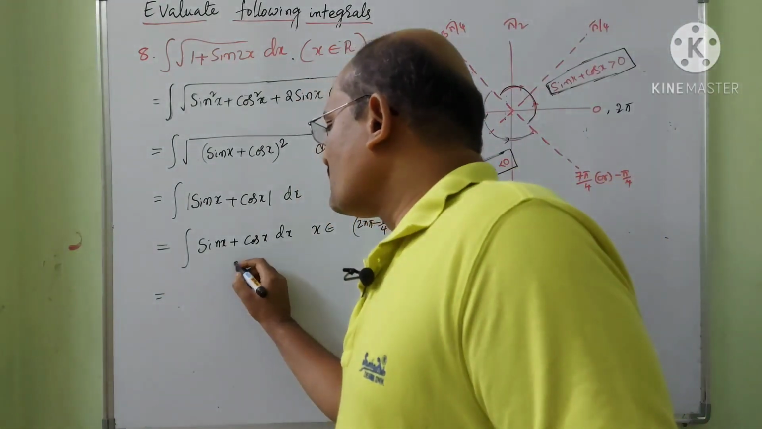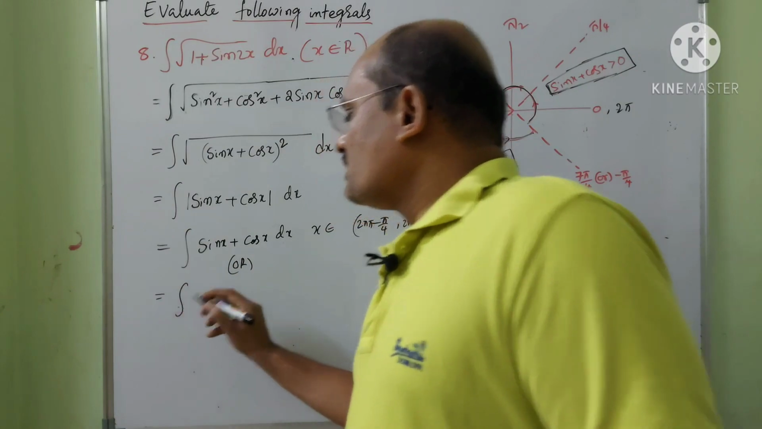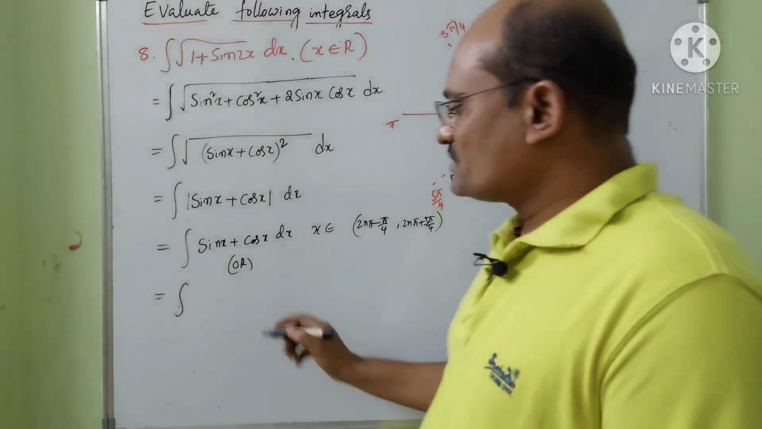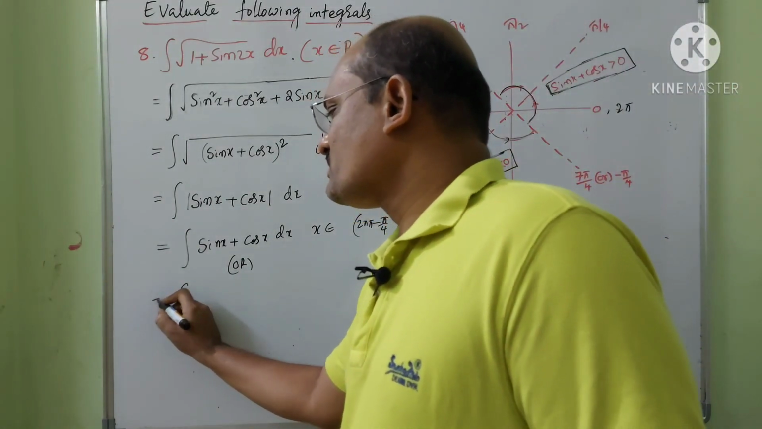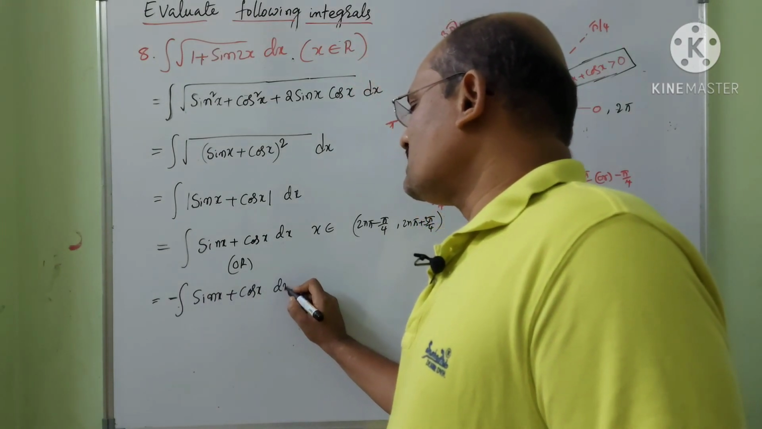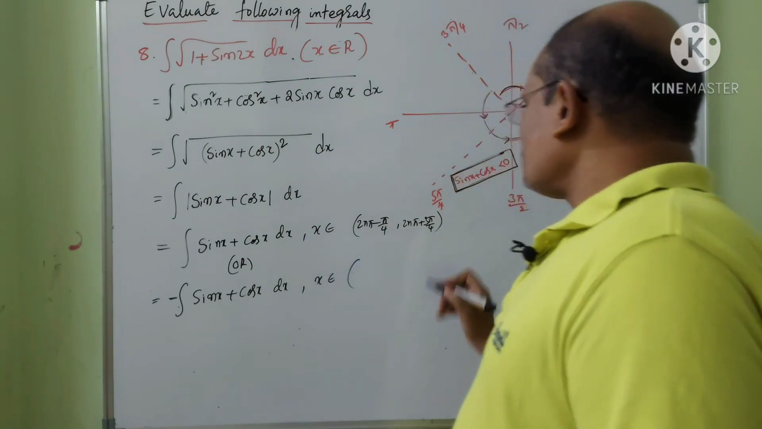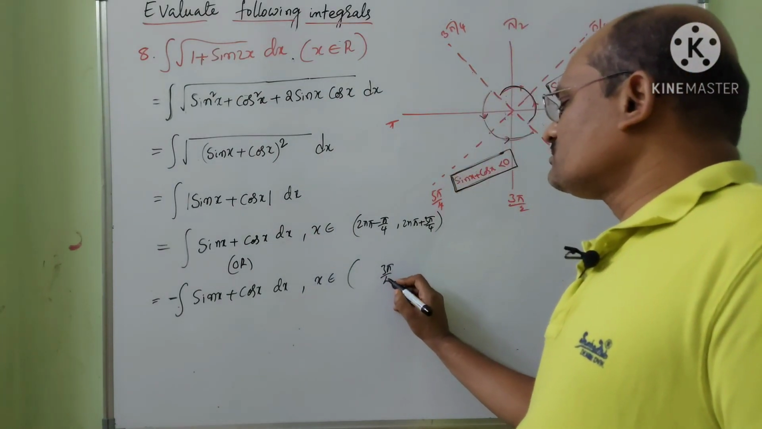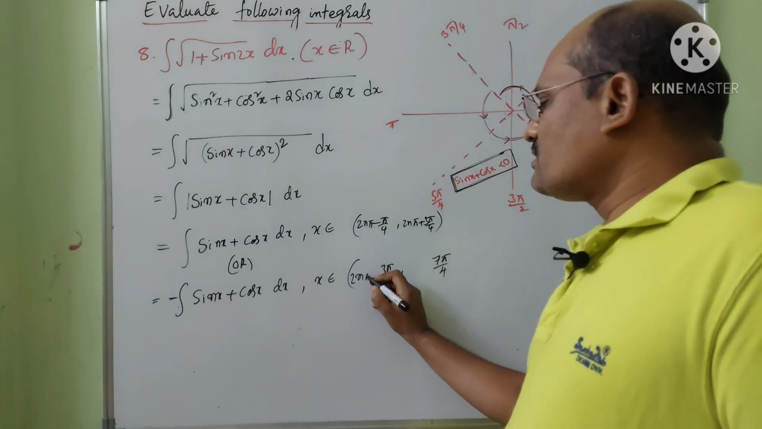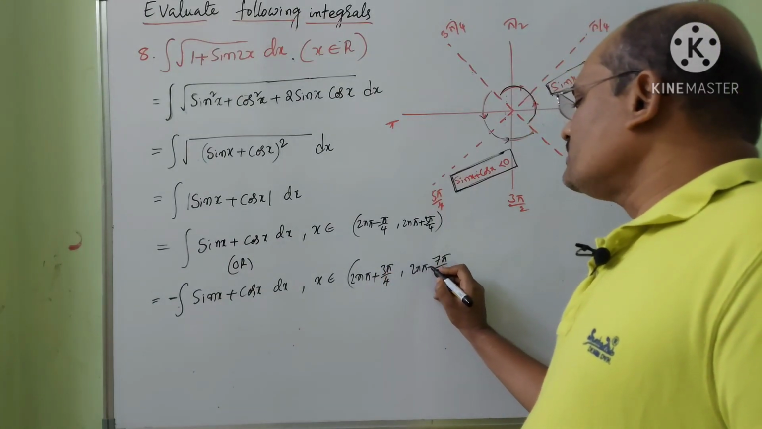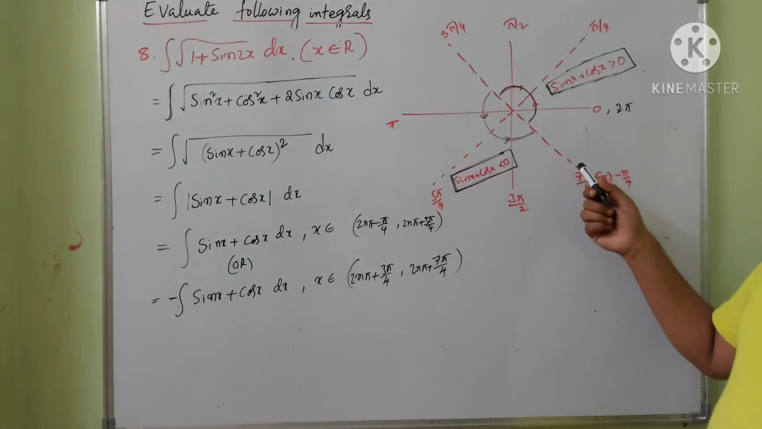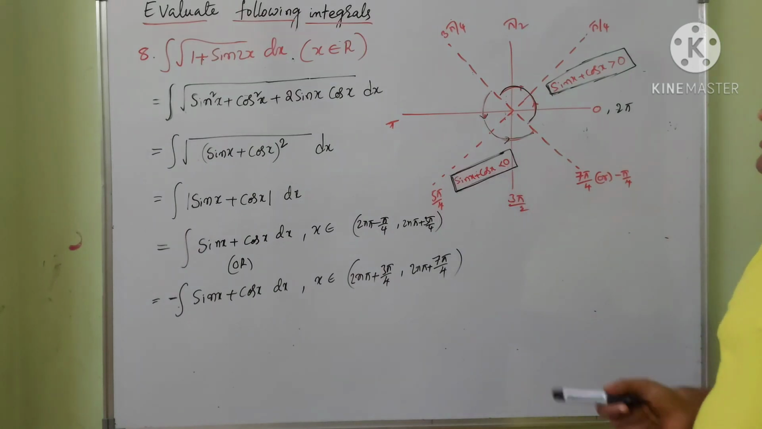Now this becomes negative from 3 pi by 4 to 7 pi by 4. So it can be written as minus of sin x plus cos x dx for x belongs to 3 pi by 4 to 7 pi by 4. The general way is to add 2n pi for n rounds. From 3 pi by 4 to 7 pi by 4, this is negative.